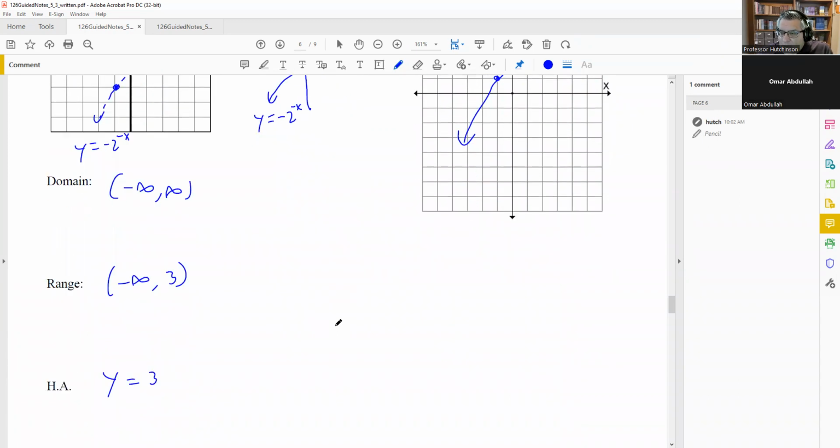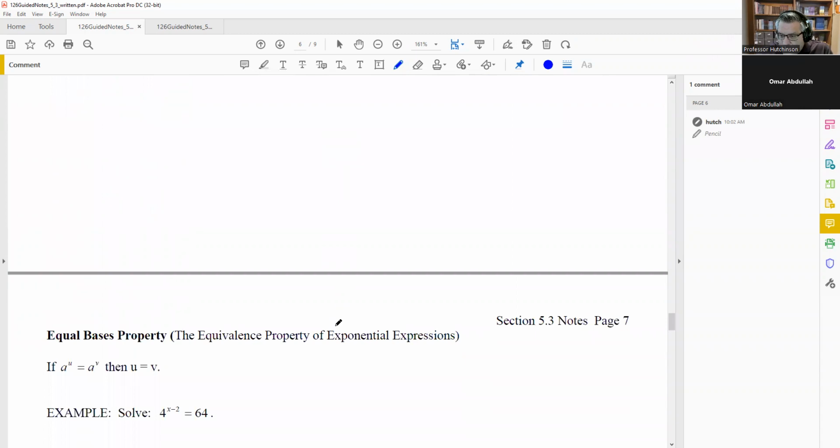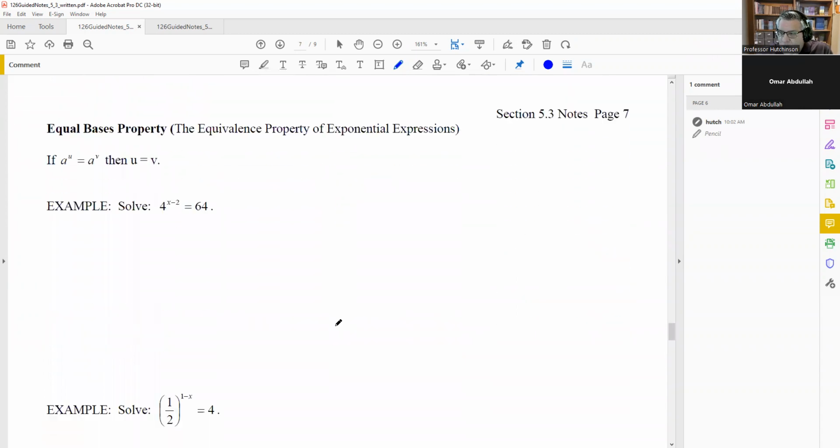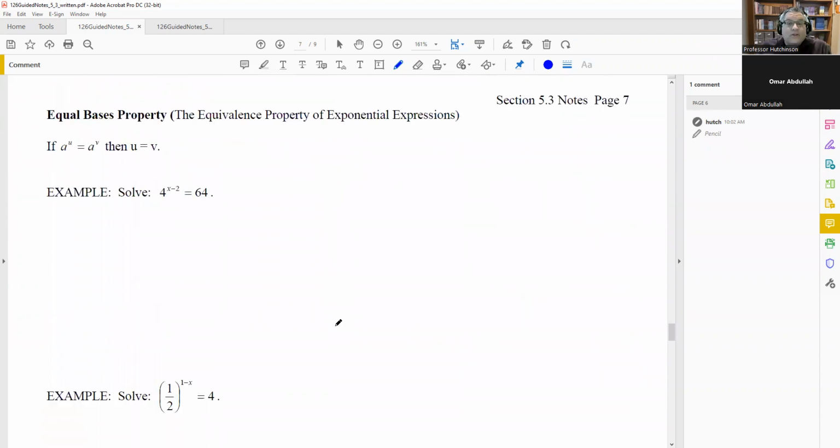All right, so the next kind of problems we're going to transition to are something called the equal basis property. Some books have it as the equivalence property of exponential expressions, but that's too much to say, it's too long, so I'm just going to call it the equal basis property. Basically, here's what the property says: if a is raised to the u and a is raised to the v, so both the bases are the same, then the exponents have to be equal to each other.